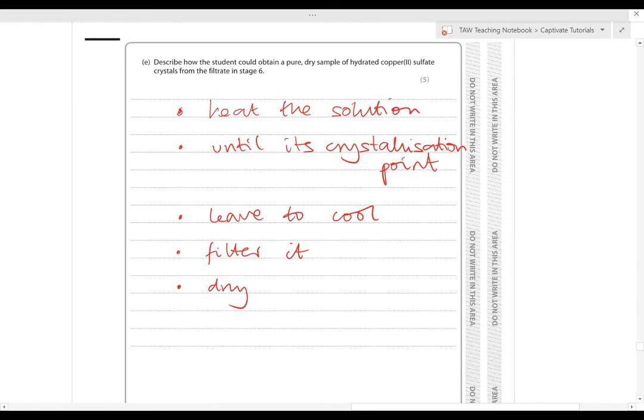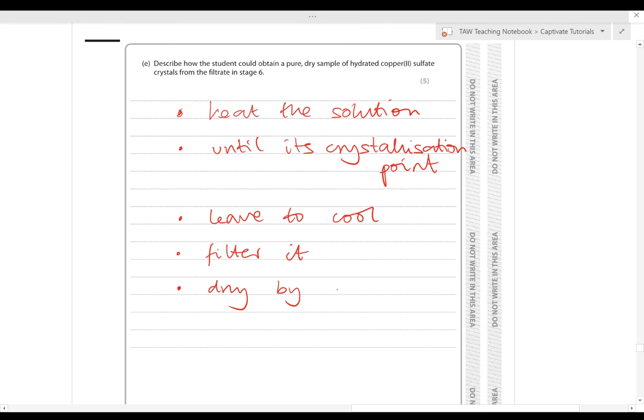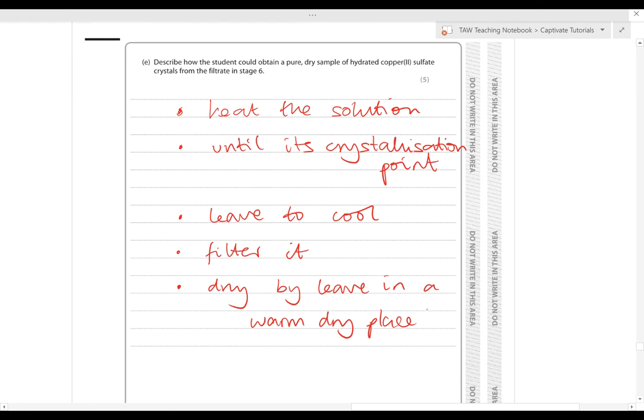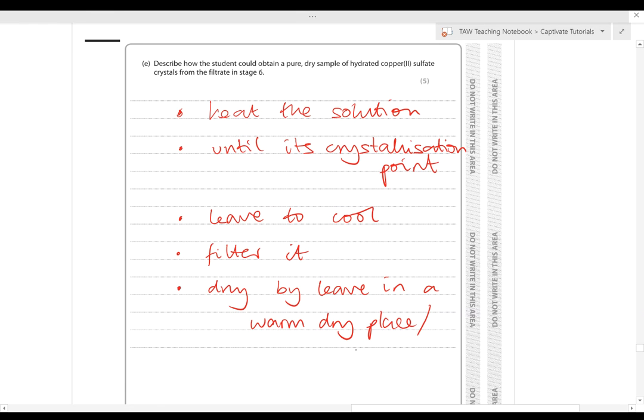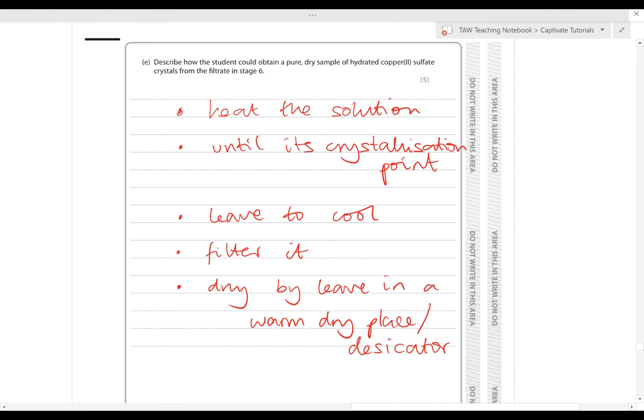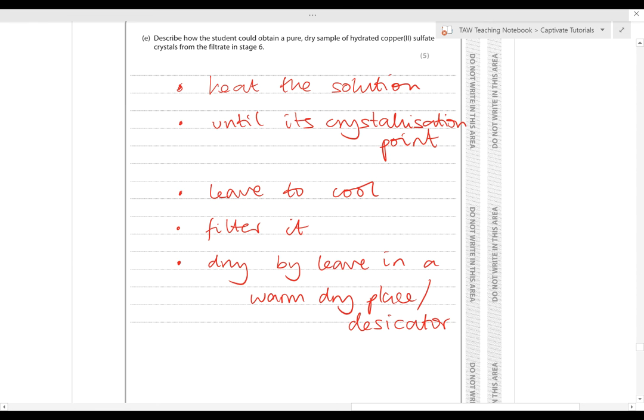Now you need to suggest a sensible way of drying it. So we can leave it in a warm, dry place. Alternatively, if you want to be a bit more technical, we can leave it in a desiccator, which will also help to dry the crystals out.